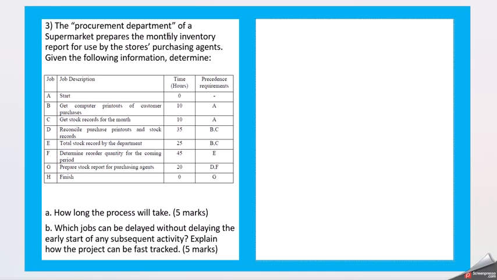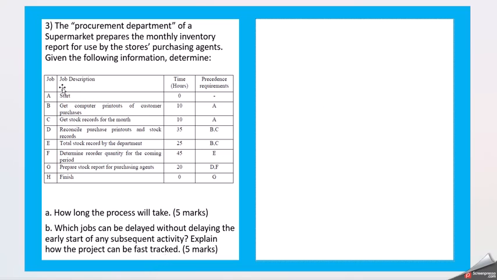Question 3. The procurement department of a supermarket prepares the monthly inventory report for use by the store's purchasing agent. Given the following information, determine: Question A, how long the process will take. Question B, which jobs can be delayed without delaying the early start of any subsequent activity. Explain how the project can be fast tracked.